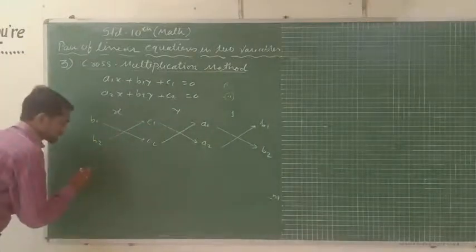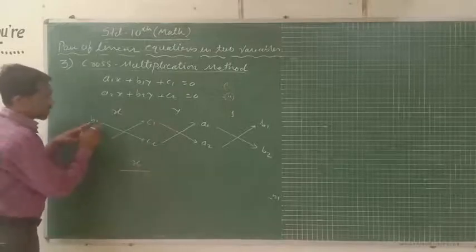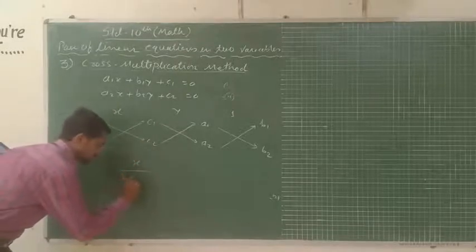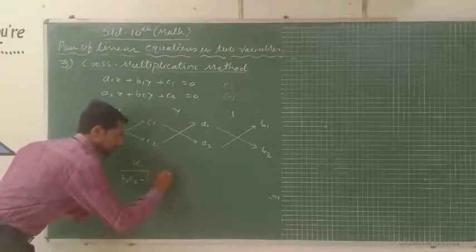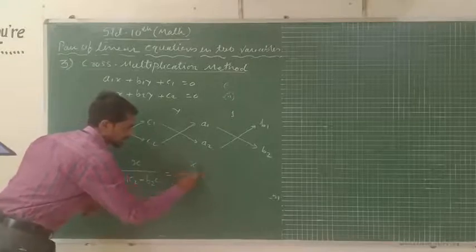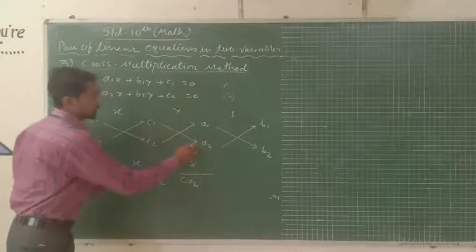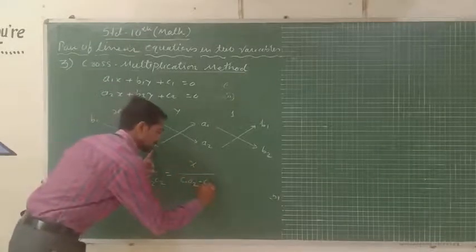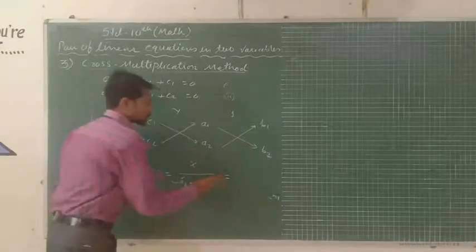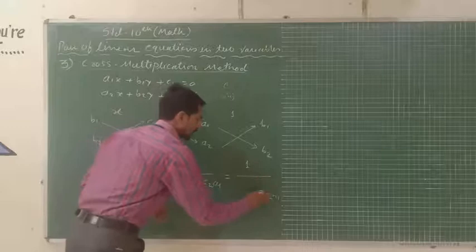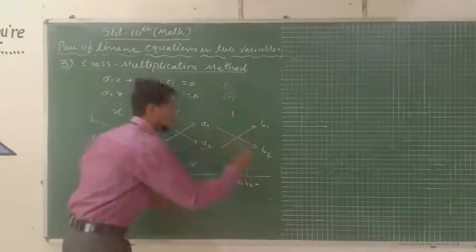Then, see the formula: x divided by b1 into c1 minus b2 into c2 is equal to y by c1 into a2 minus c2 into a1, is equal to 1 by a1 into b2 minus a2 into b1.